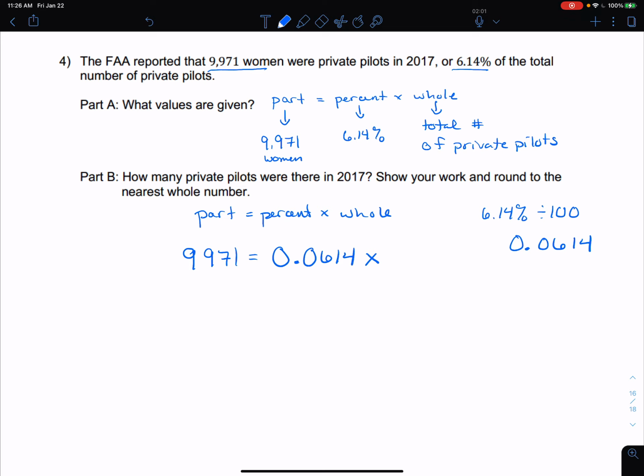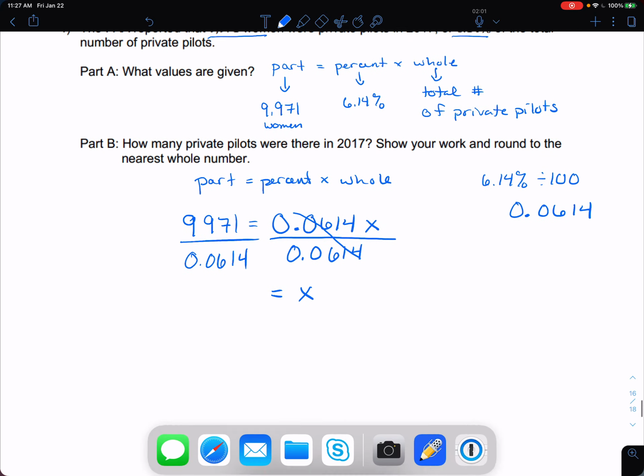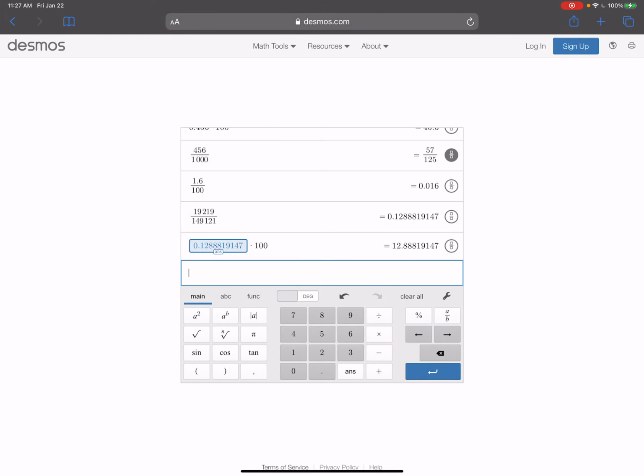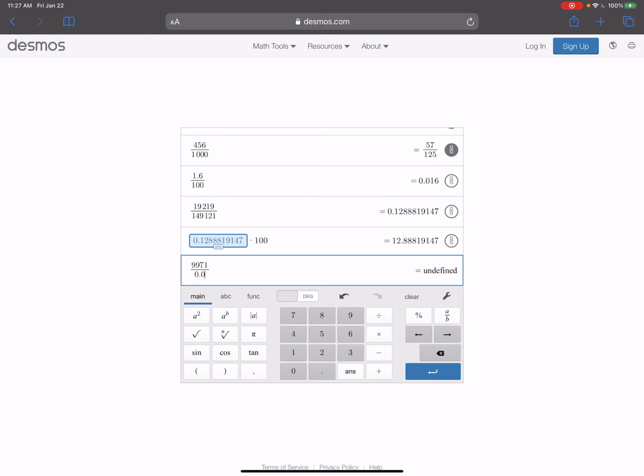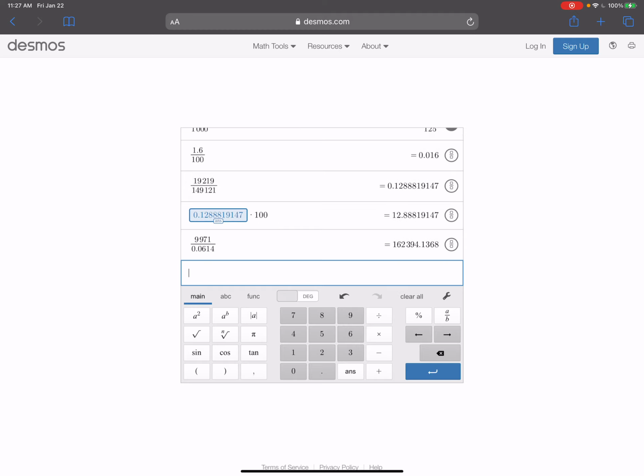Just like before, this right-hand side of the equation has multiplication. To undo multiplication, I need to use division. So I'll divide by that 0.0614, and whatever I do to one side, I must do to the other. On this right-hand side, they cancel out, so I'm just left with my x. On the left-hand side, I need to actually do the division, so I'll pull up my calculator. I have 9,971 divided by 0.0614, and that gives us this large number.